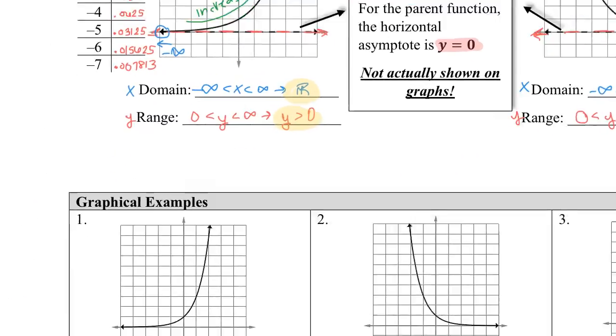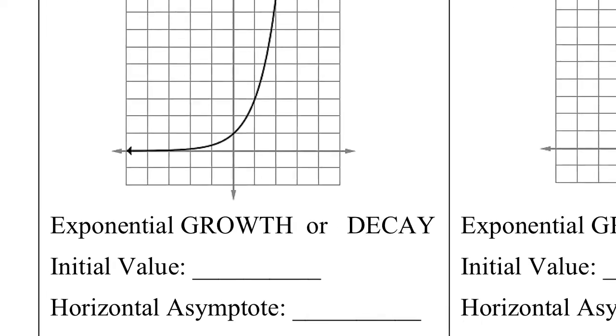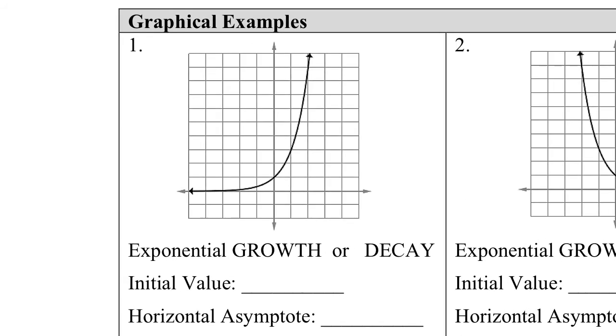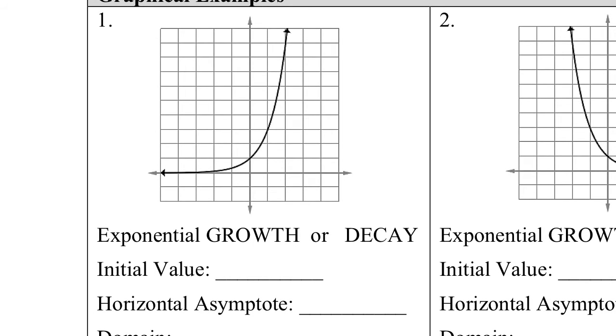So let's look at some graphical examples trying to figure out if this is growth or decay, the initial value, horizontal asymptote, domain, and range. So let's start with, is this growth or decay? We read our graphs from left to right. So if we start at the left and we follow our graph, we notice that we are going upwards. So that means this is exponential growth. The initial value, that is that y-intercept. It's your starting point. So the y-intercept for this graph, the initial value, is 1.